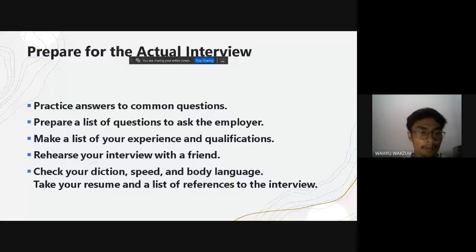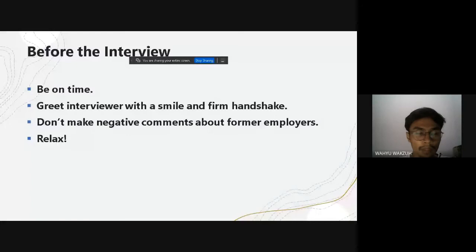And the next is before the interview: you need to be on time, greet the interviewer with a smile and a firm handshake. Don't make negative comments about former employers, and be relaxed.